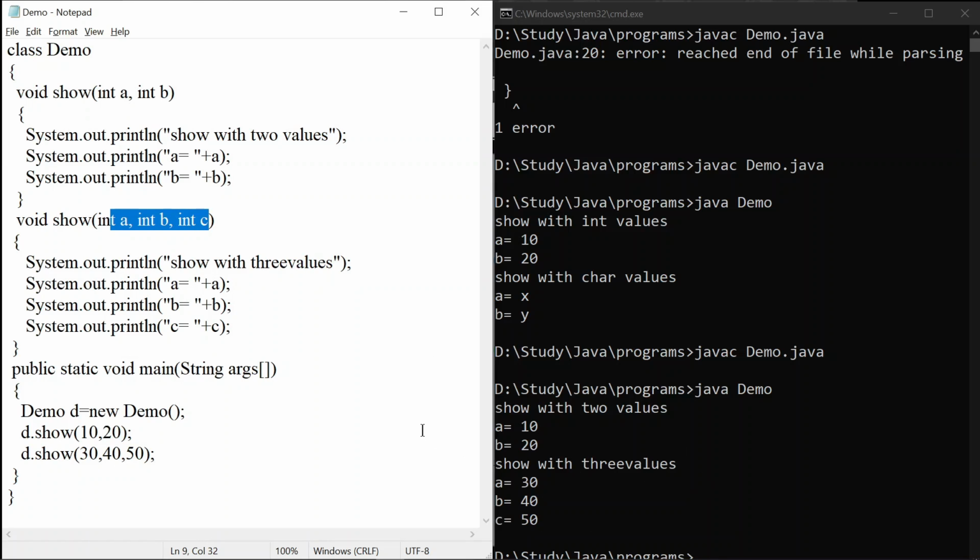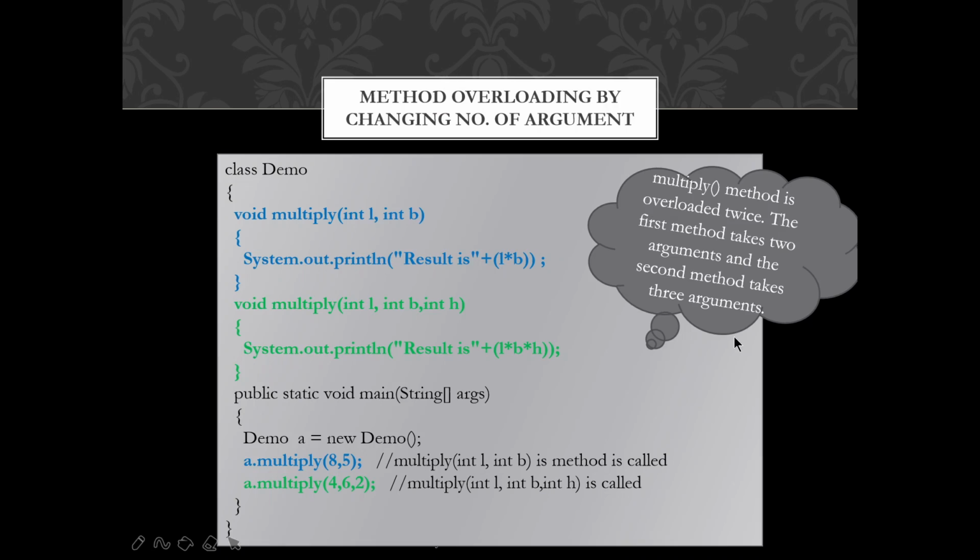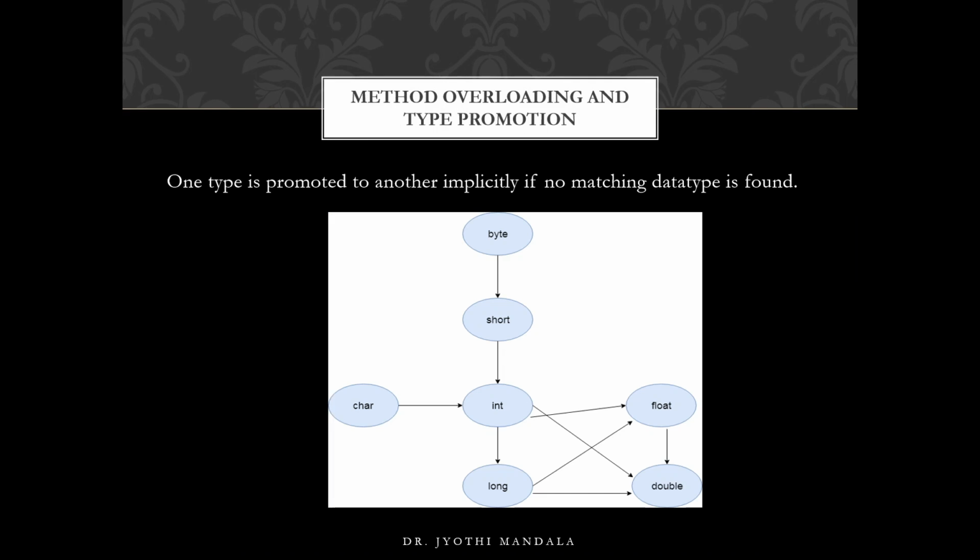So there is no confusion to the compiler about which method to call, right? Depending upon the number of arguments or depending upon the data type, the compiler can understand. Even though we have two methods with the same name, it will call its respective method. Got it, all of you? So this is how method overloading can be achieved. But whenever you are talking about method overloading, you need to understand one thing. There is a concept called type promotion.